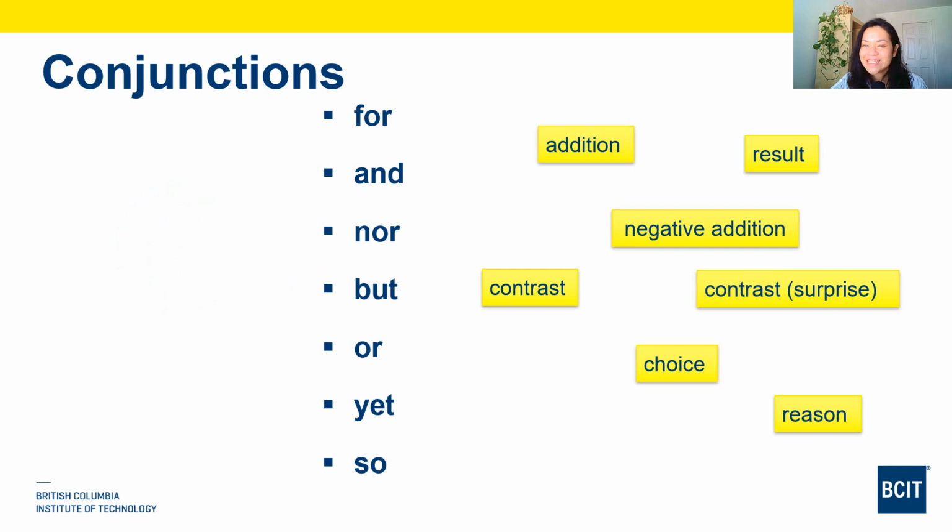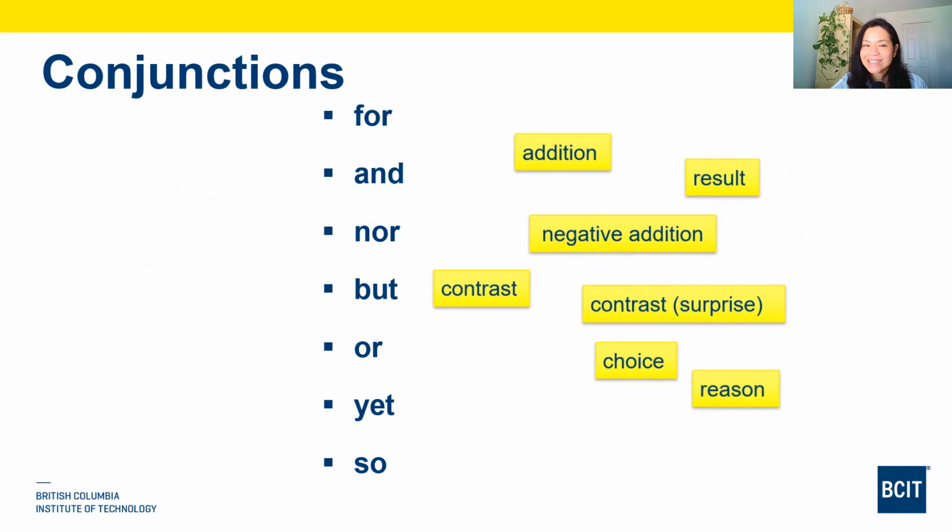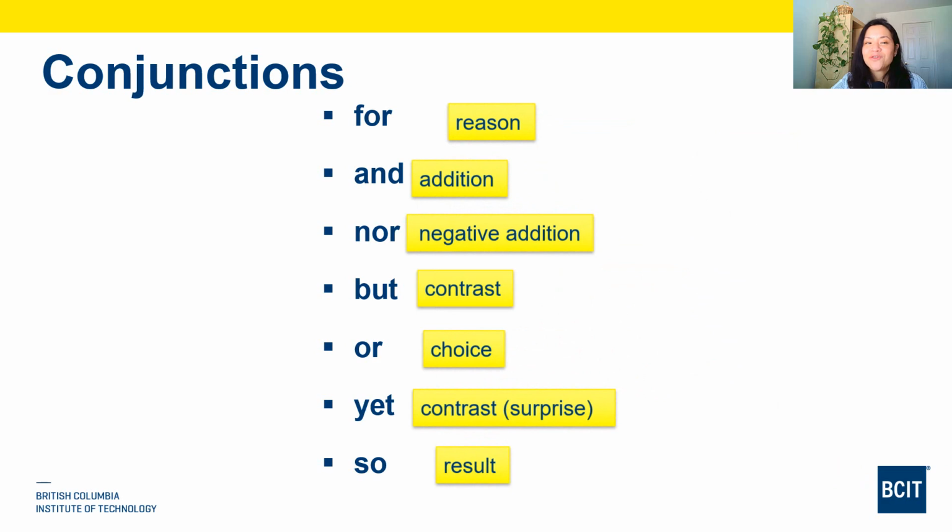Were you correct? Let's see. For expresses reason. And means addition. Nor means negative addition. Both the clauses need to be negative to use nor. But is a contrast. Or means a choice. Yet shows another contrast, but with a little more surprise. And so signifies a result.